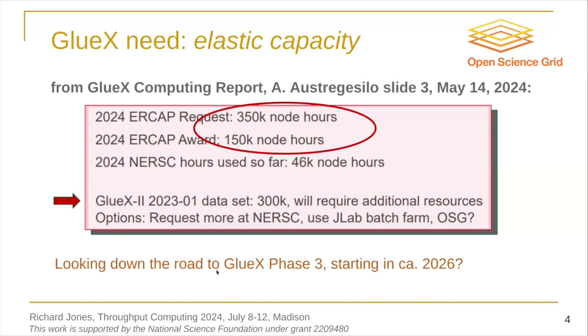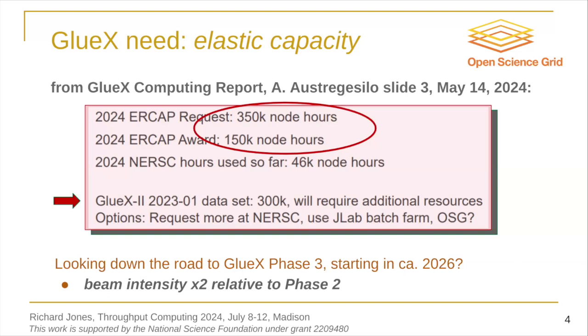Looking down the road to GlueX phase 3, starting in 2026 or so, we're going to have a beam intensity increase by a factor of 2. And so this is going to further intensify the pressure on production, that is, event reconstruction compute.